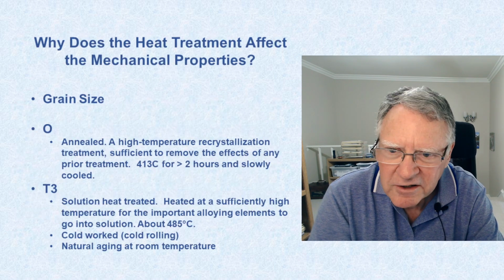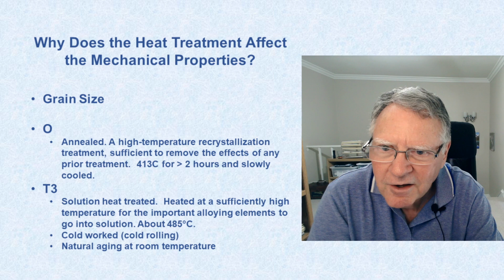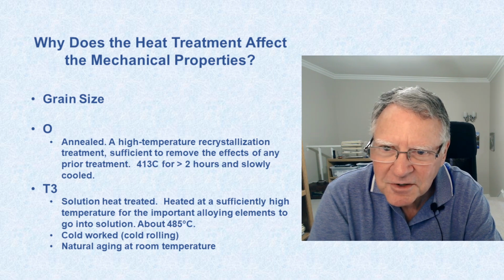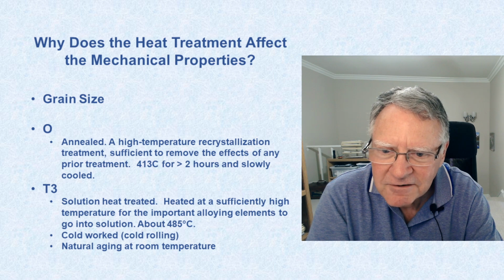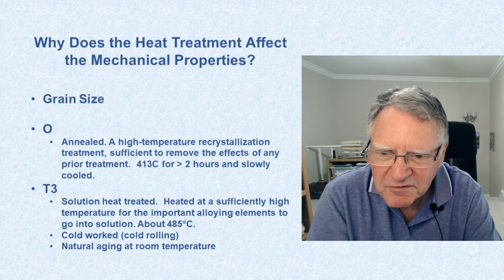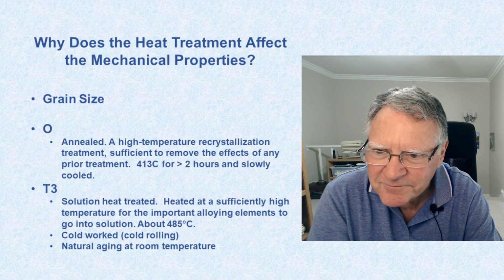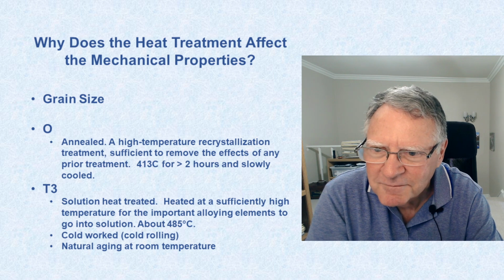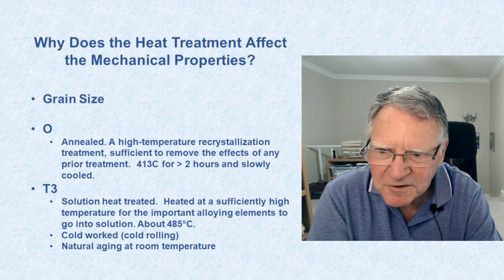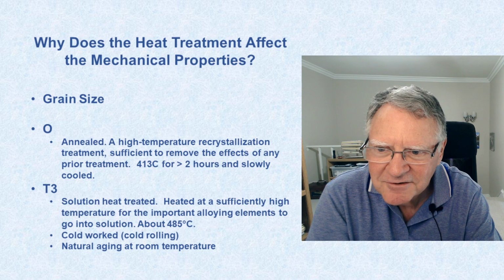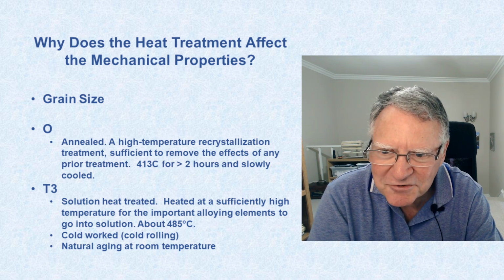Okay, so what is going on here? Why is this heat treatment affecting the mechanical properties of the aluminum? There are multiple effects going on here, and I'm going to talk about two of them. I believe they're probably the two biggest effects, but I'm not an expert in the field, and if you have a slightly different or better explanation, please post a comment.